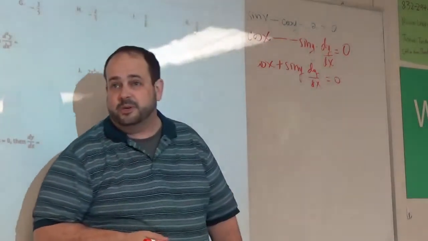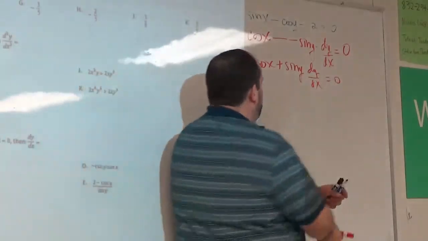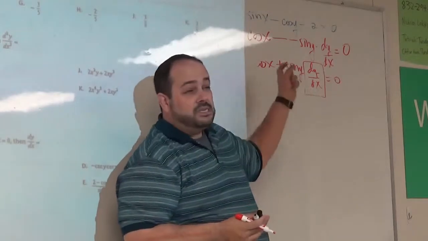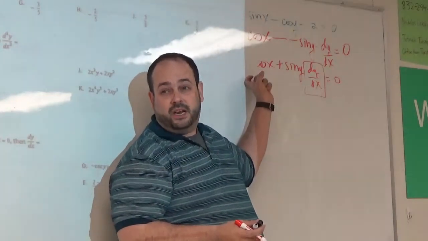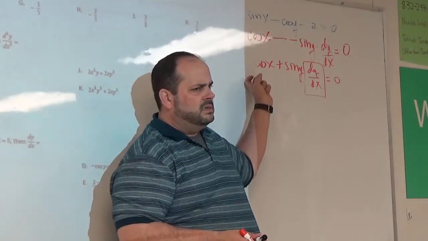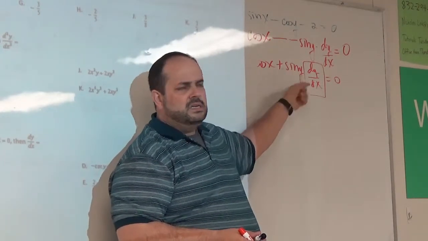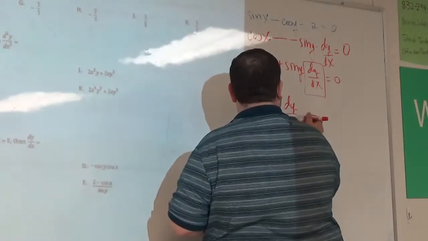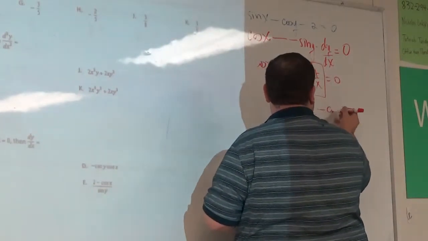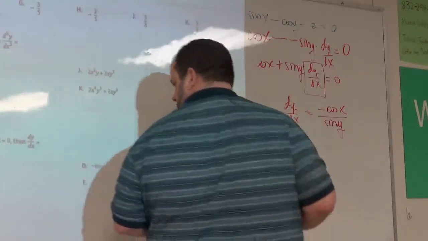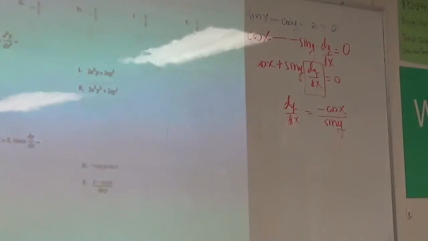All I need is a little bit of algebra if I'm going to solve for dy dx. So I can subtract that cosine of x to the other side, and then divide by the sine of y. Okay, so dy dx, I heard we're going to subtract that cosine of x and divide by sine of y. Is that one of the answers? No. I'm hiding it again.